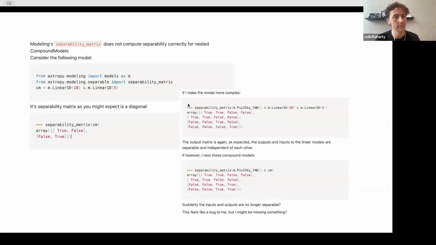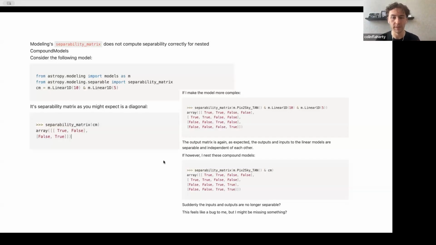So here we're looking at a very specific SWE-Bench problem. I'm just going to read through it so we can get some context. This is pulled from an actual issue on GitHub. Modeling separability matrix does not compute separability correctly for nested compound models. Consider the following model, and there's some code. Its separability matrix, as you might expect, is diagonal. If I make the model more complex, the user then starts talking about how in a particular situation, these inputs and outputs are no longer separable. It's not really important here what the separability matrix is, but it's good to get a sense of what the problem is. So there's this code base called Astropy. There's this function called separability matrix in this file, and there's some property of it that seems buggy.